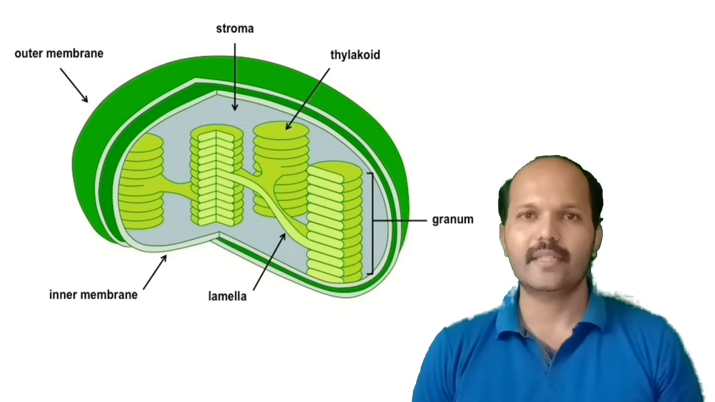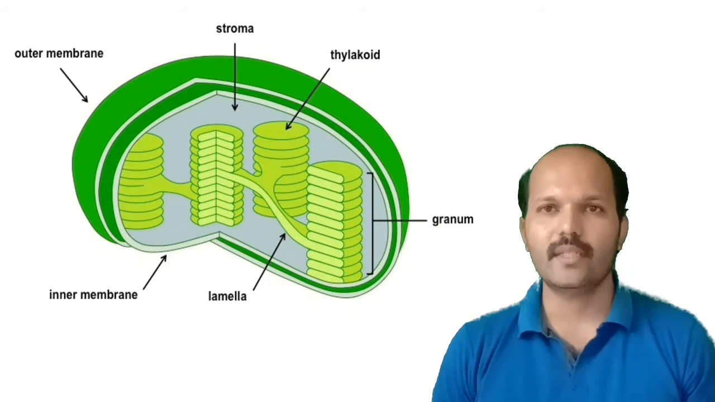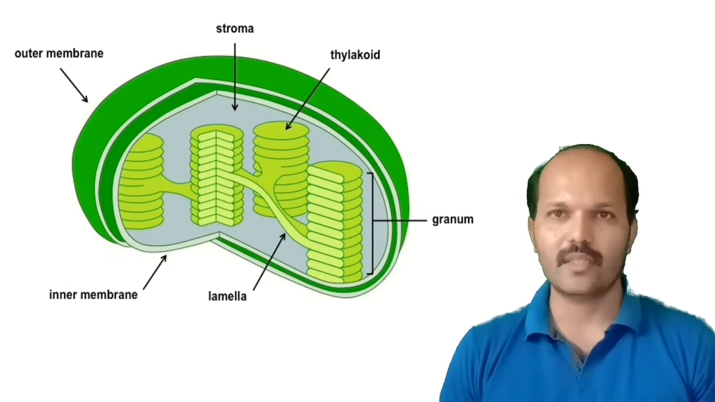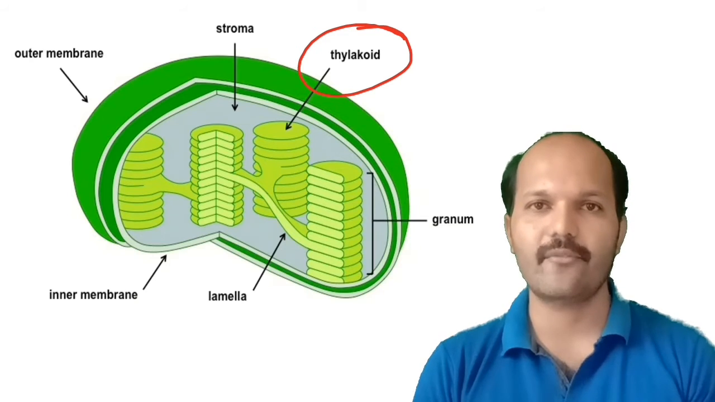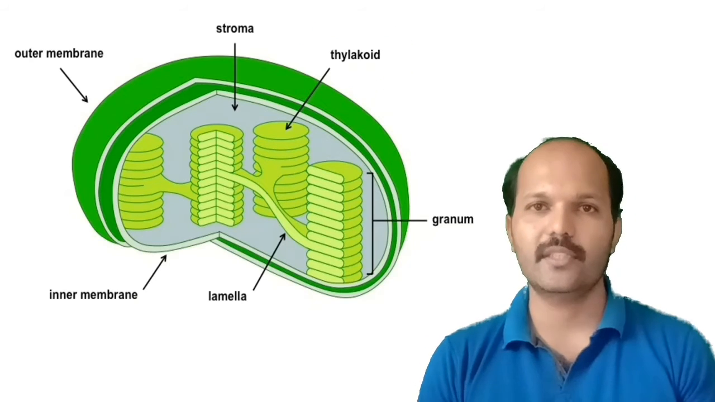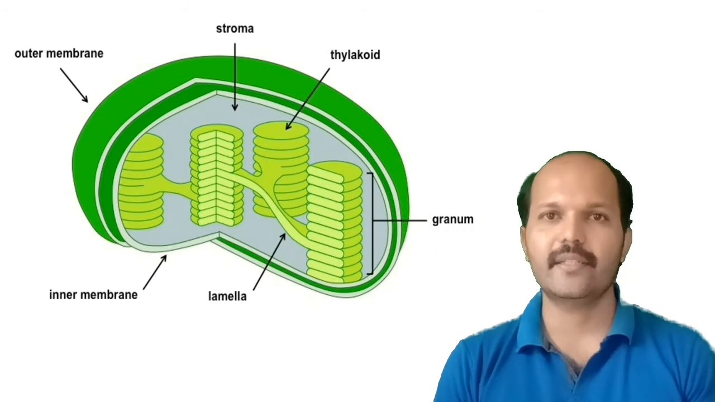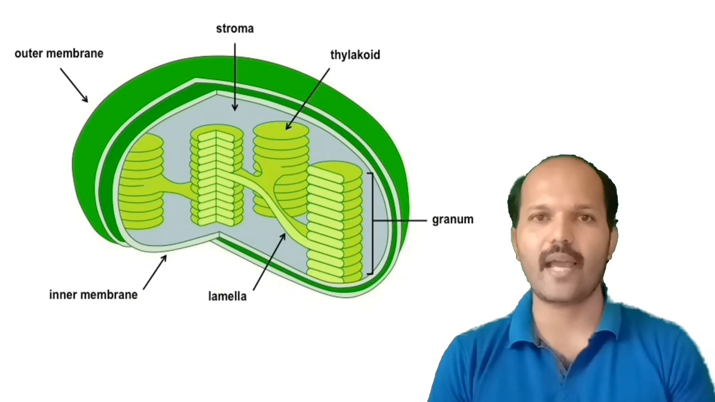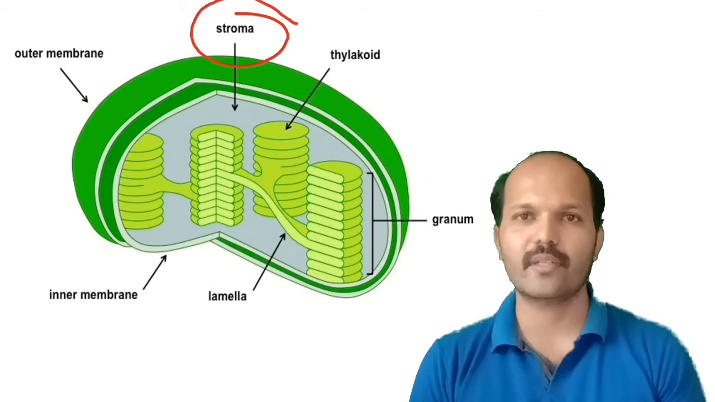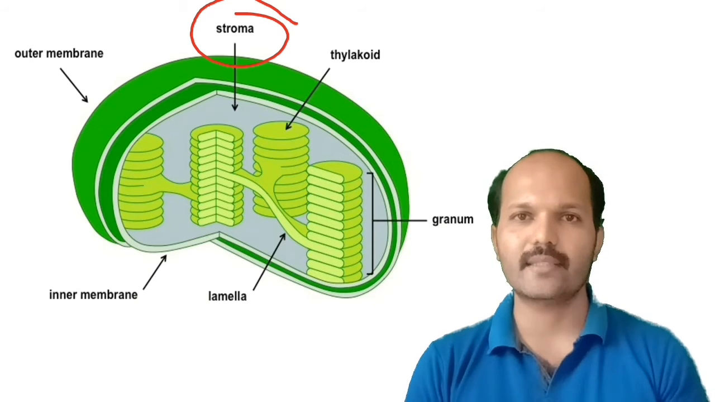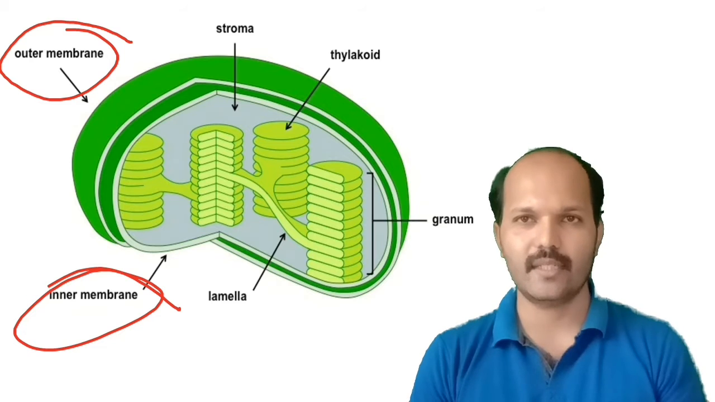It looks like a stack of coins. One single coin is called a thylakoid. Many thylakoids stack on one another and form a bundle. That bundle is known as a granum, or grana. Different grana are connected with lamellae. Every organelle has fluid inside it; similarly, the chloroplast also has a fluid that is known as stroma. The chloroplast has an outer membrane and an inner membrane.